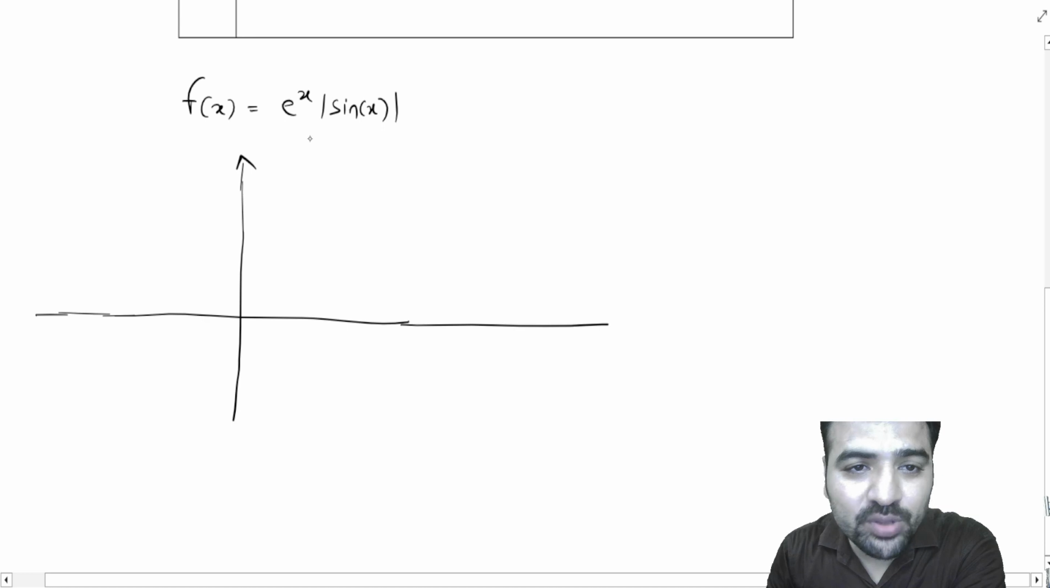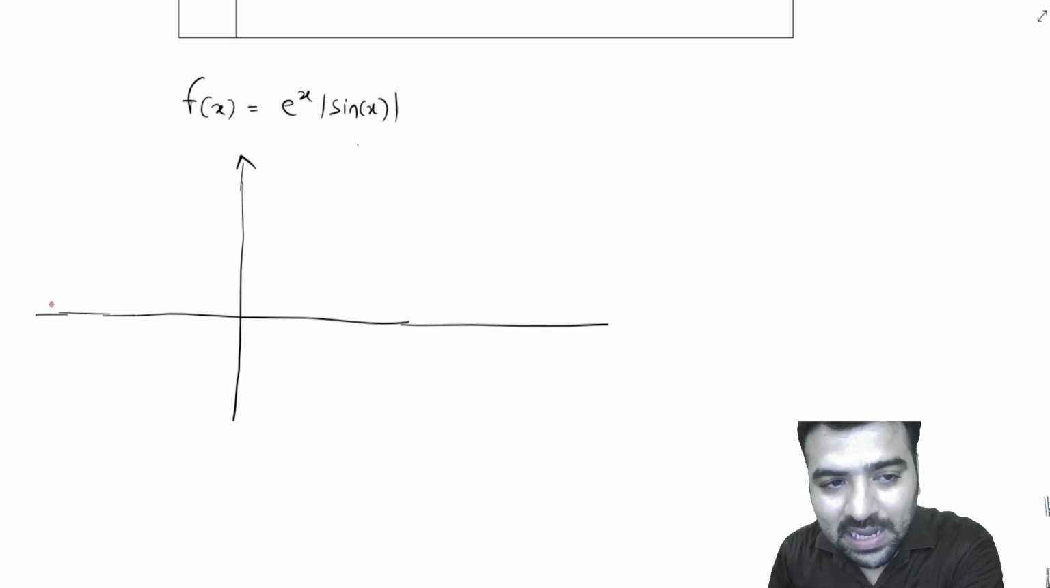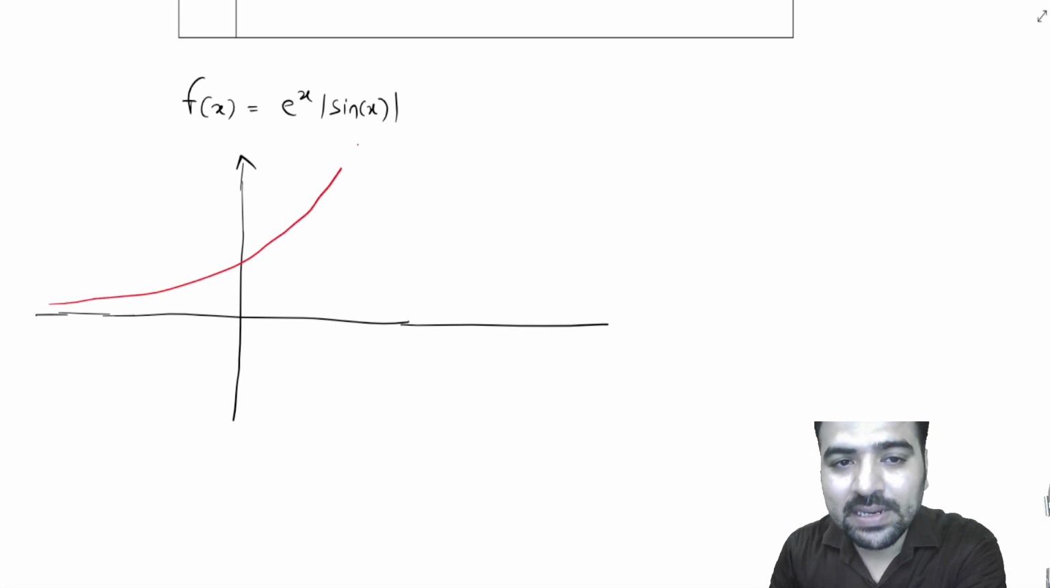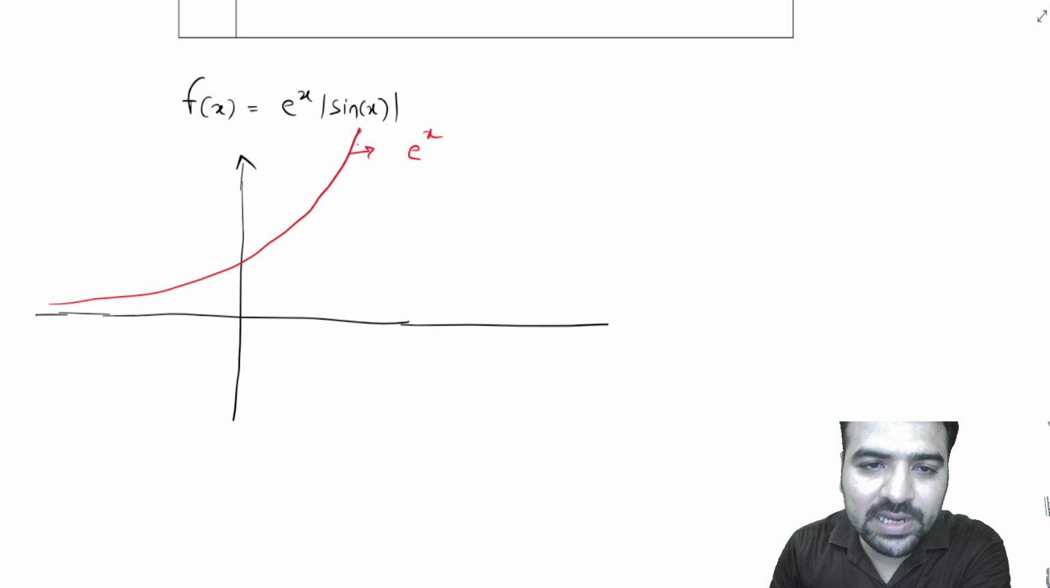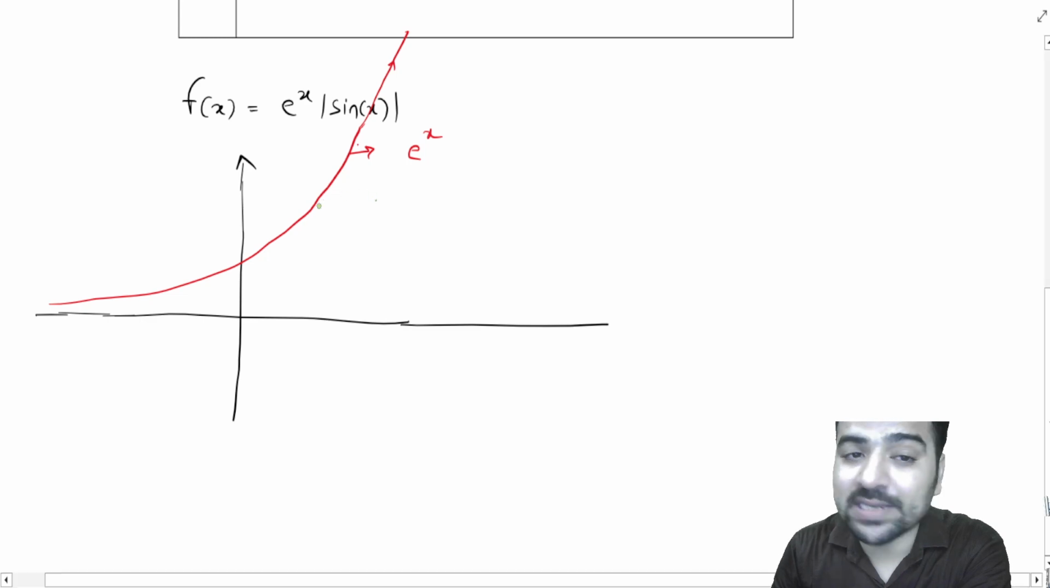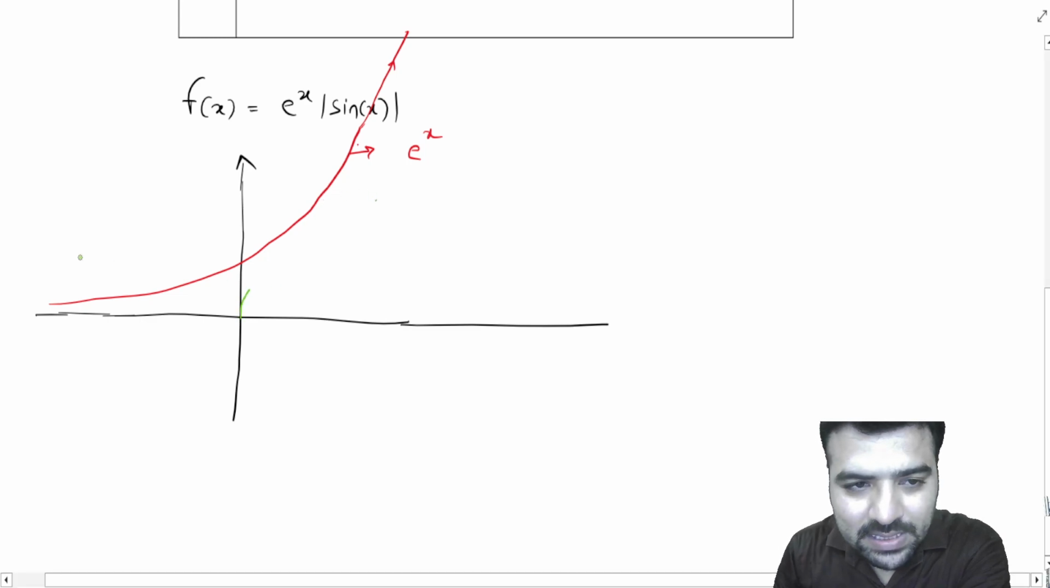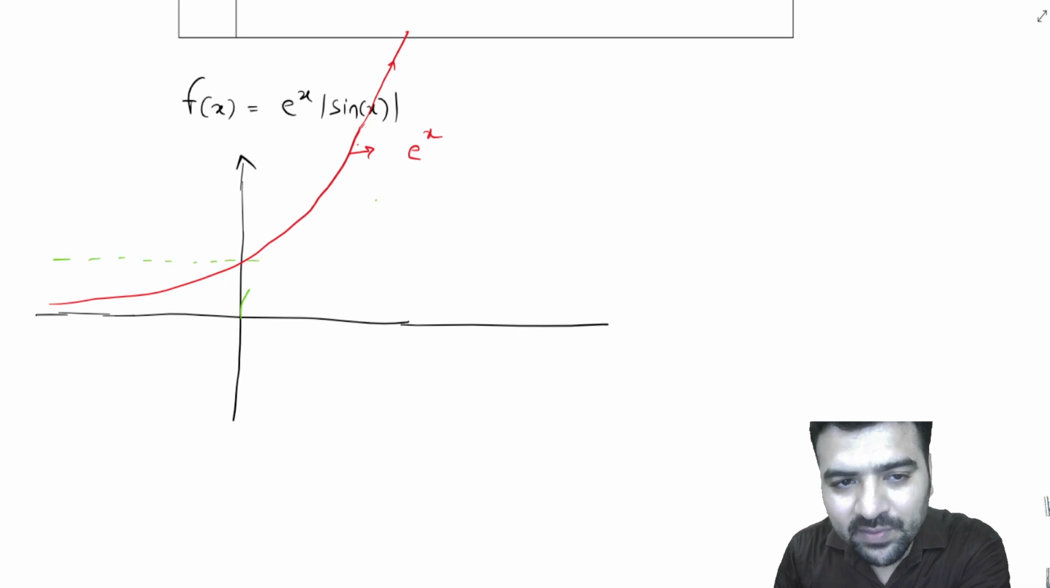In the last videos I already explained how you can plot e to the power x. This is e to the power x, and it will go till infinity. I have also covered how to plot sine x, which is a very basic function. If I draw a line at x equal to 0, e to the power x is 1, and the maximum value of sine x is 1.